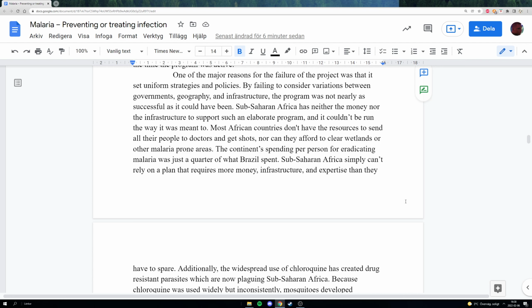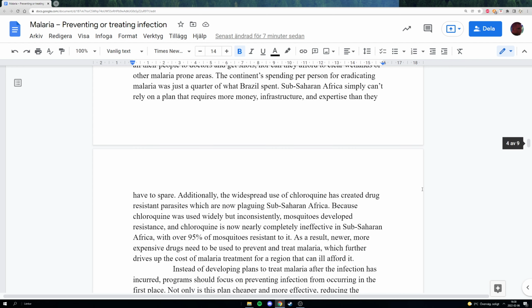Most African countries don't have the resources to send all their people to doctors and get shots, nor can they afford to clear wetlands or other malaria-prone areas. The continent's spending per person for eradicating malaria was just a quarter of what Brazil had spent. Sub-Saharan Africa simply can't rely on a plan that requires more money, infrastructure, and expertise than they have to spare.